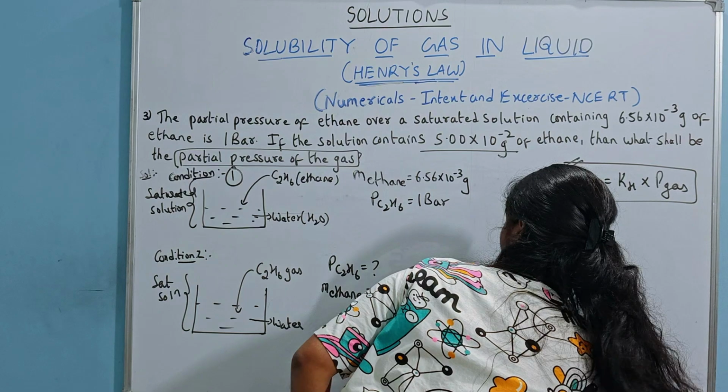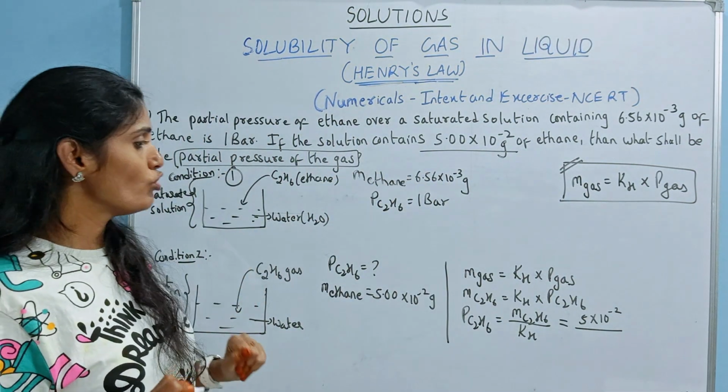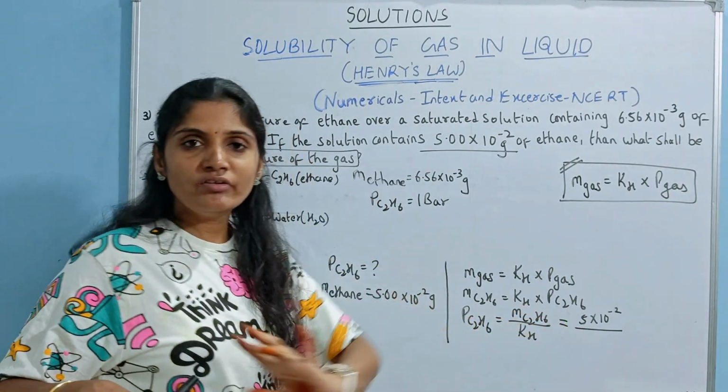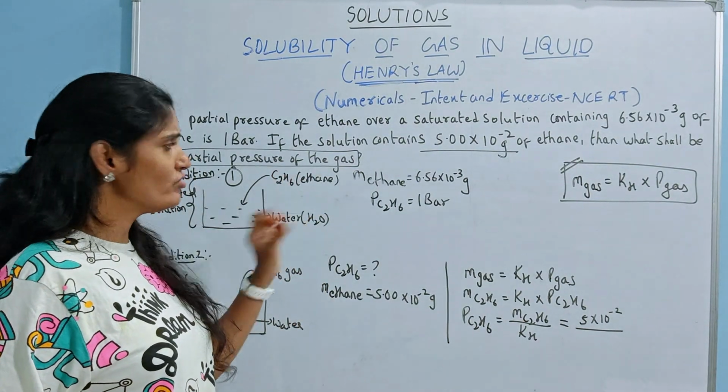5 into 10 to the power of minus 2 divided by, now Henry's constant we don't have. Now I need to find Henry's constant so that I can complete this calculation. Now how to get Henry's constant? We have some data given for this case.